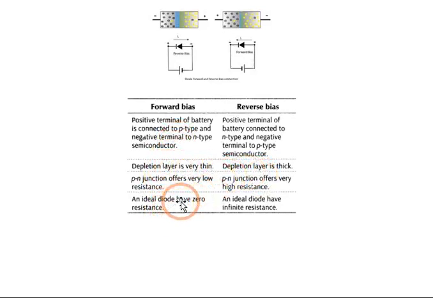PN junction offers very low resistance in forward bias. PN junction offers very high resistance in reverse bias. An ideal diode has zero resistance in forward bias and infinite resistance in reverse bias. Now in this way you can list it out with a diagram and four different points.